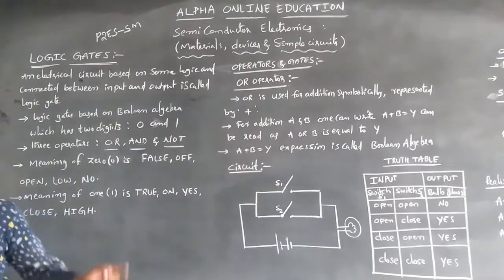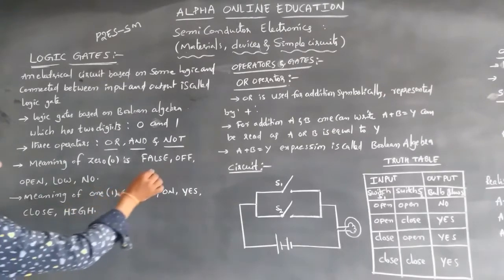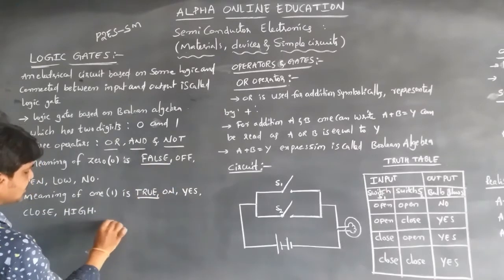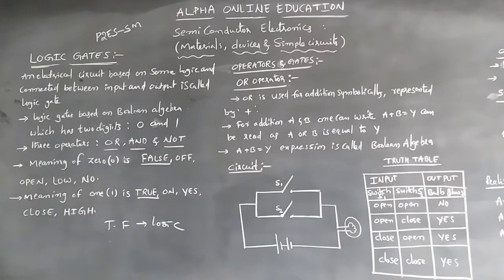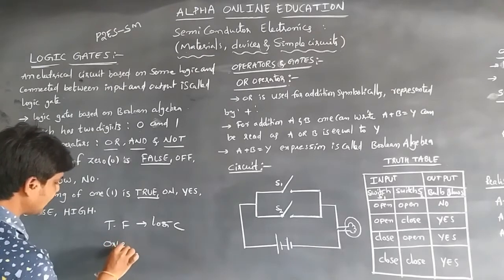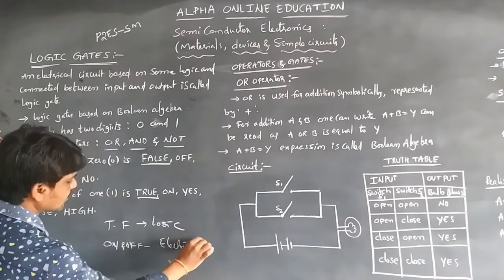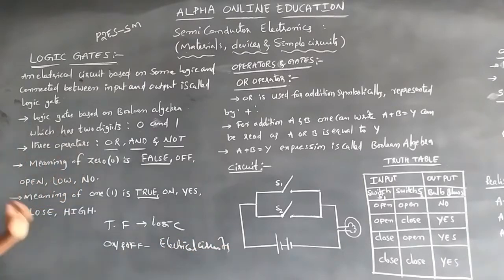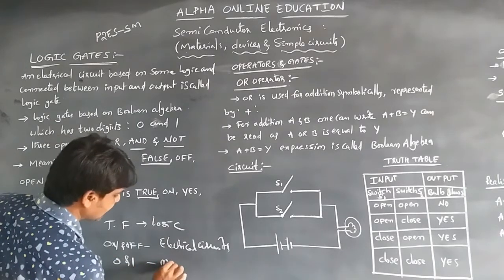Once the values are given, we can state them as true or false in logic, as on and off in electrical circuits, and as 0 and 1 in the mathematical sense.